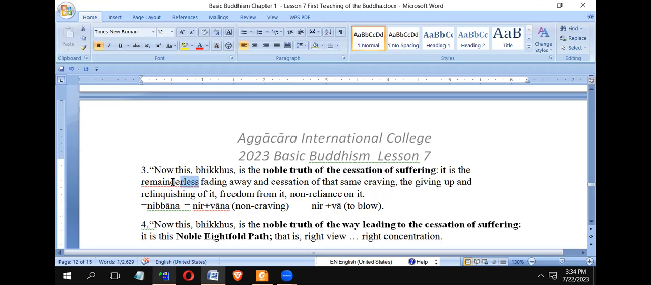There is a word here that is important. Remainderless means fading away, craving totally fading away, no more. The Pali word is asesa. The same craving we mentioned just now: the giving up, relinquishment of that craving, freedom from it, no reliance on it.